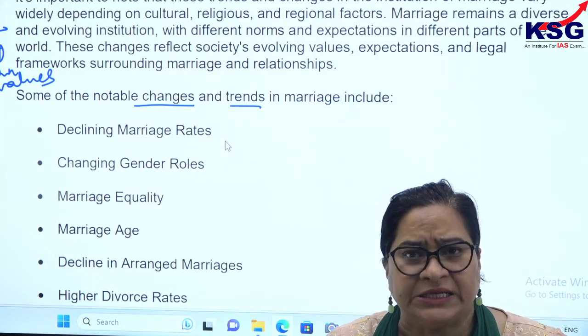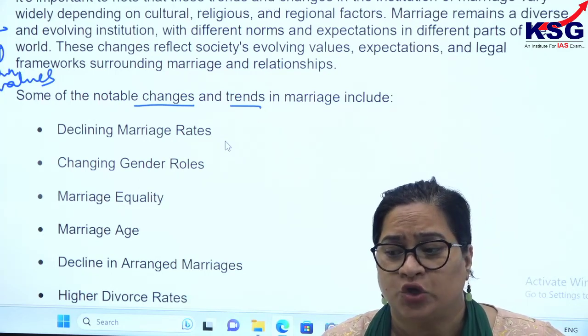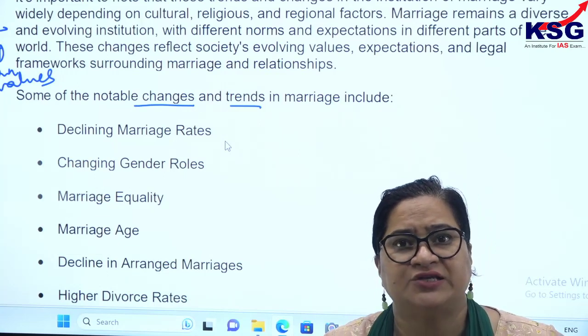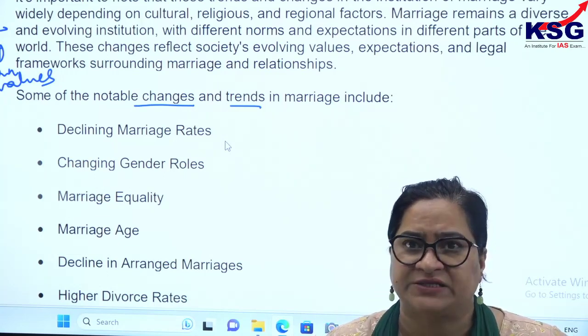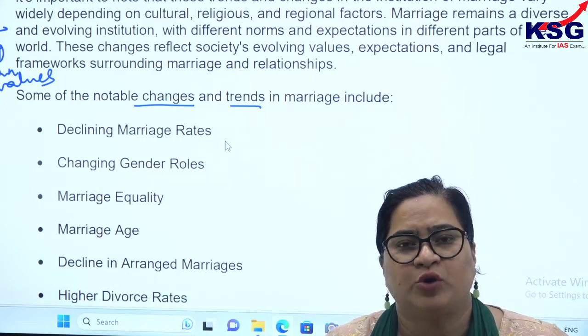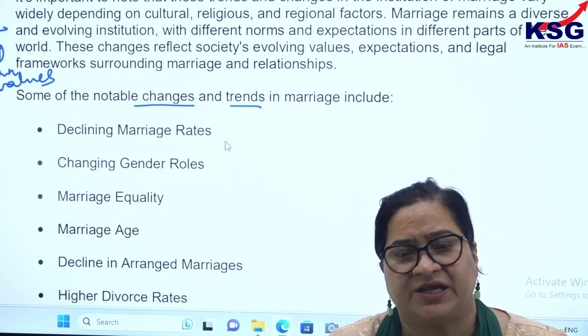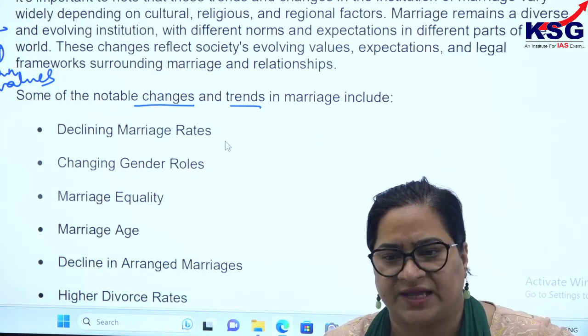We can see that despite the marriage, the gender roles are changing because of the notions of patriarchy getting challenged, modernity shaping our ideas and perspectives pertaining to equality and liberty, and all this will also lead to gender parity. It will lead to, we can say, equality in terms of gender roles and relations.